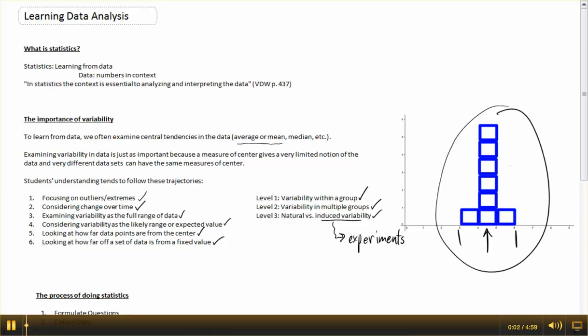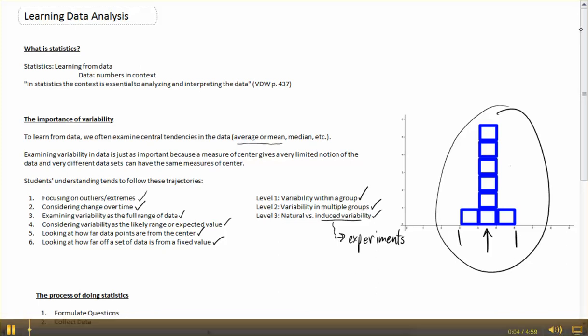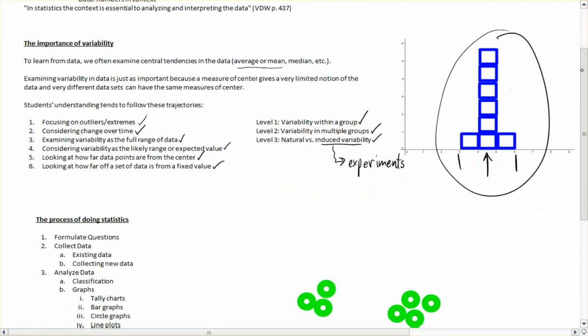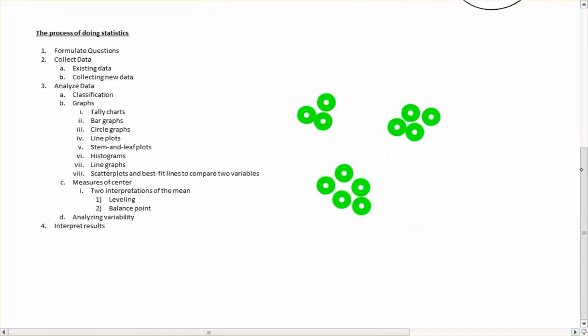Hi, this is the second video on learning data analysis. In this video, we'd like to focus on the process of doing statistics. And the first thing to note is that there's a quite involved process with several steps, and that students need opportunities to do all parts of this process: formulate questions, collect data, analyze data, and interpret the results.